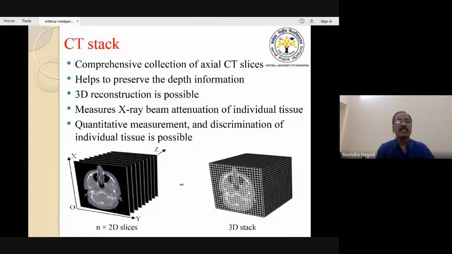Once we construct a 3D view, we can rotate, we can roll, we can do whatever. We are doing it over the image, not on the actual human body. So we can do all this to see the actual view of the entire bone part. This also helps in measuring the X-ray beam attenuation of individual tissues, and quantitative measurements and discrimination of individual tissue are also possible. We can open up, look inside, and do analysis using these images.